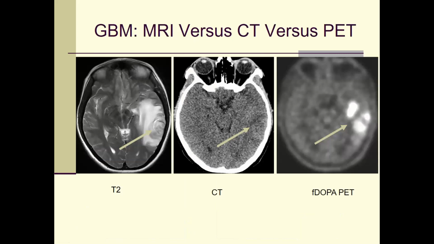Now, MRI versus CT versus PET scan, which are other modalities of brain imaging. PET imaging looks at the metabolic activity of the tumors. We saw the mass here in the left temporal lobe, which is difficult to see on the CT scan, but MRI can see it easily.